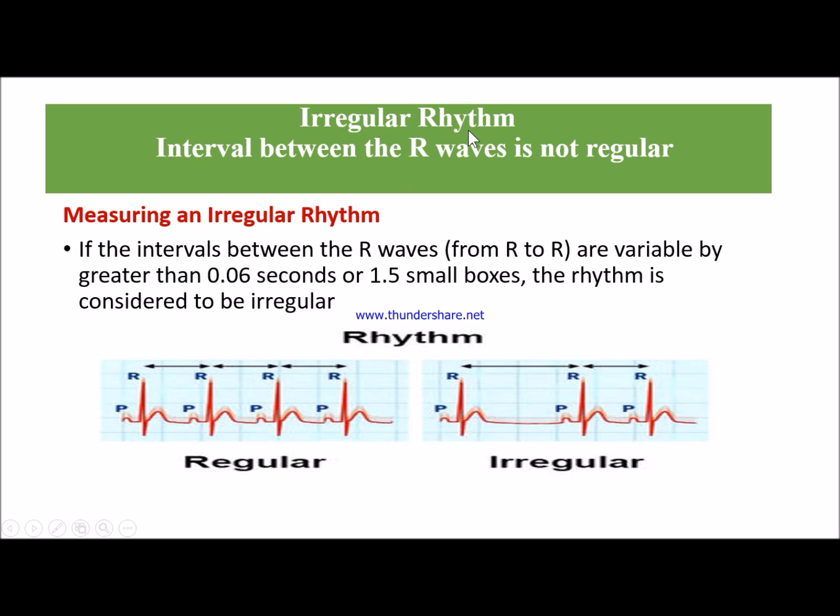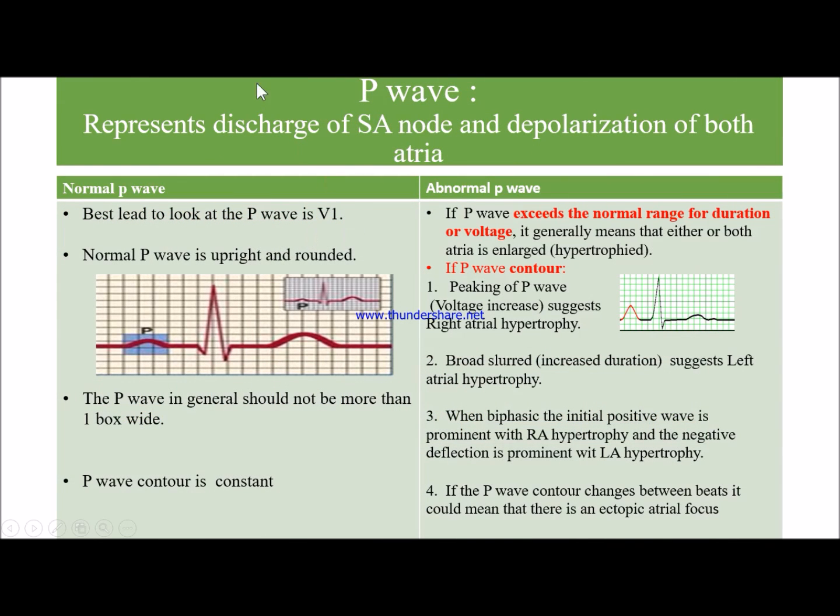Let's see the irregular rhythm. The interval between R waves is not regular. First we can see this regular rhythm: the RR interval is the same. Here we can see the R to R interval is irregular. If the interval between R waves varies by more than 0.06 second, or 1.5 small boxes, then the rhythm is considered to be irregular. One small box is 0.04 second. If it is greater than 0.06 second, then there is an abnormality in the rhythm. Let's see about the P wave changes.